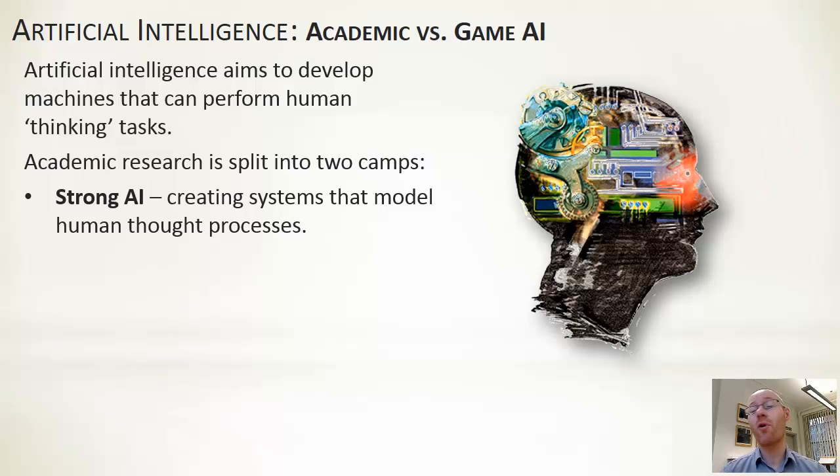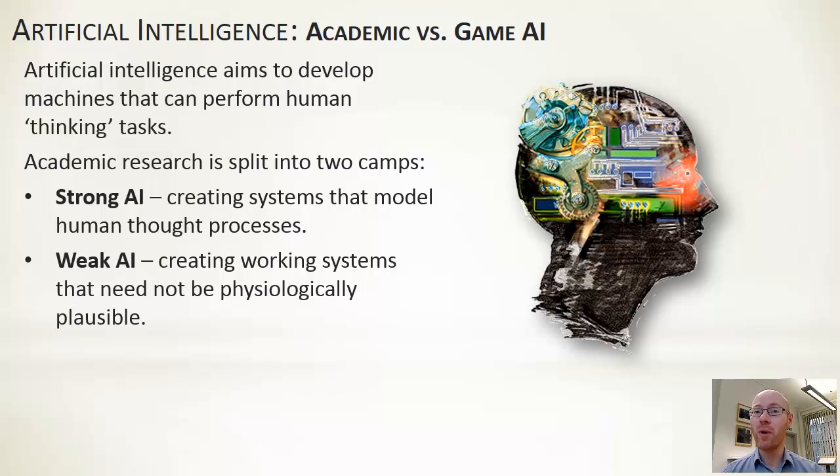One is strong AI, and this is about producing artificial intelligence that models how we think, so that it's cognitively plausible. So this is trying to look at the brain, how does the brain think, and then trying to reproduce a similar structure on a CPU using whatever software forms are appropriate.